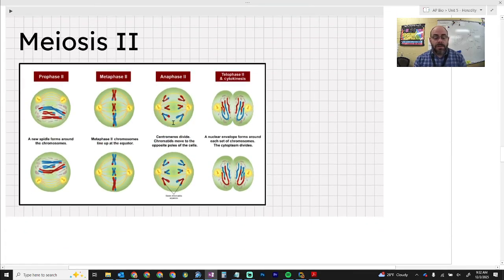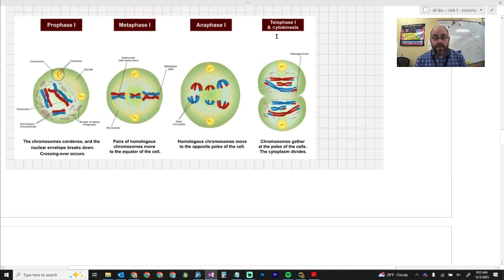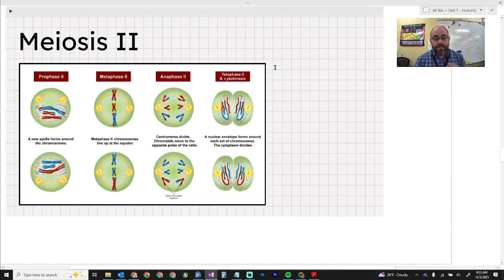Moving on to meiosis 2. There is no interphase 2, by the way, very important to note. Right after telophase and cytokinesis, you have prophase 2. Prophase 2 is less exciting, so we're not even going to talk about it. Anaphase 2 is where we're going to spend most of our time.